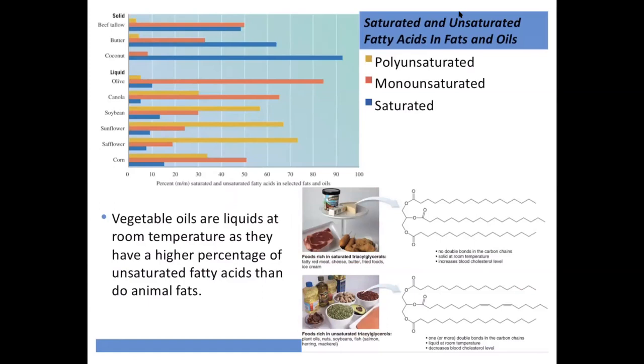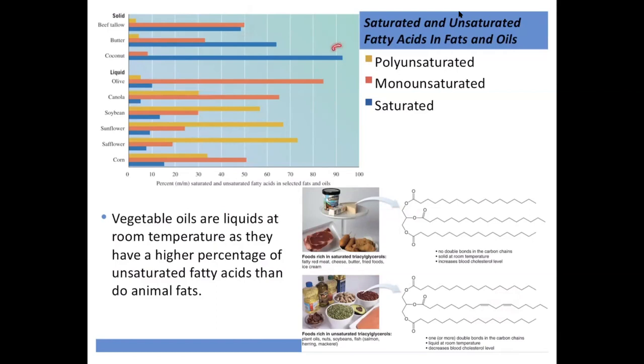So again, if you have these saturated fats in there, then you tend to be a solid at room temperature. So you tend to find these type of fats in animal products, such as dairy products and meats. If you start putting double bonds in there, these don't pack together very well, and you start to find these in plant sources, and those are referred to as oils.